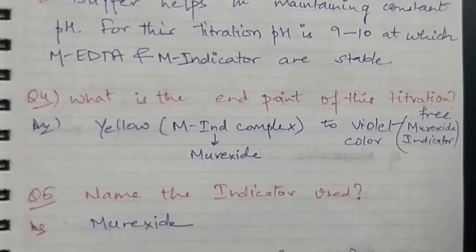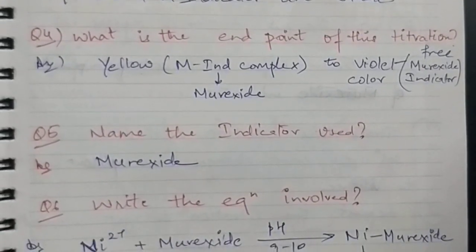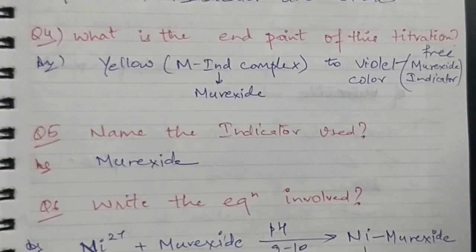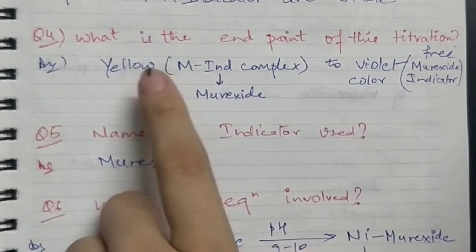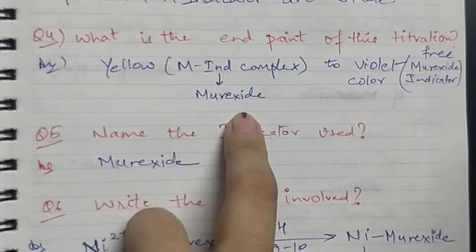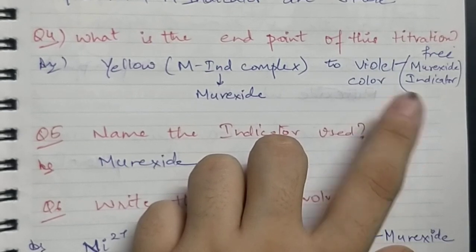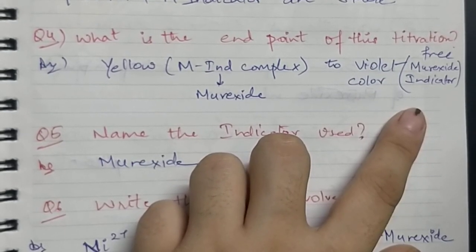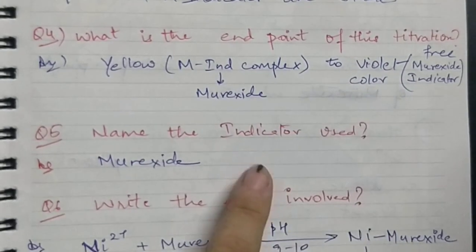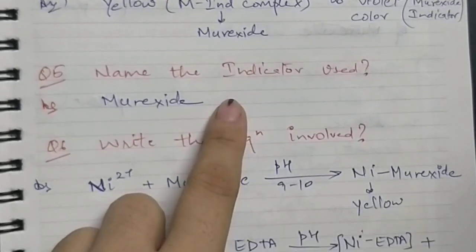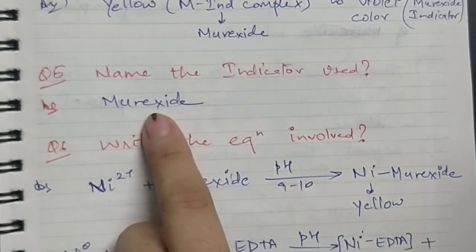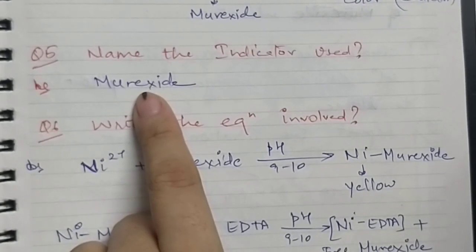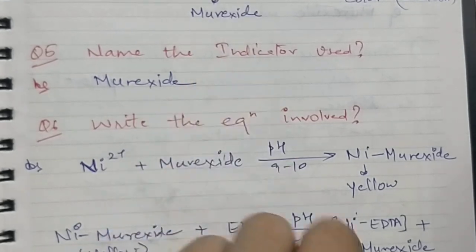Okay, so the next question is, what is the end point of the titration? The end point of the titration means the change in color of the titration. The color changes from yellow to violet. The yellow color corresponds to metal murexide, that is nickel murexide complex, and the violet color means the murexide is now free and it shows its own color, that is violet. Now the next question is, name the indicator used. As we have talked about much now, it's murexide. You should know the spelling also, murexide. The spelling is very important.